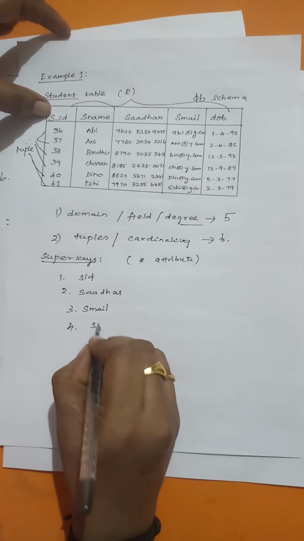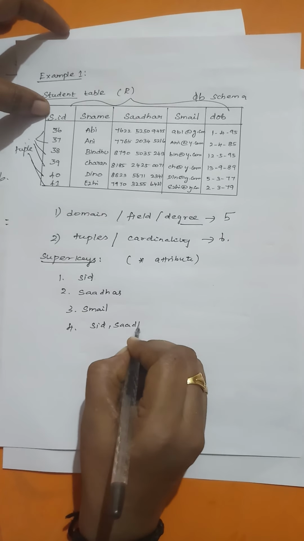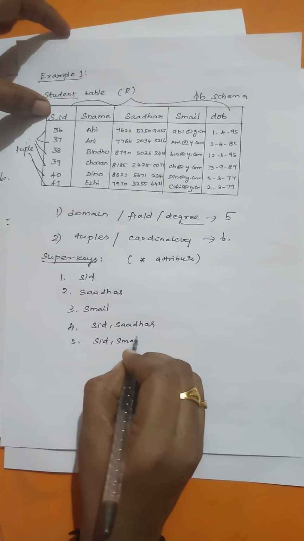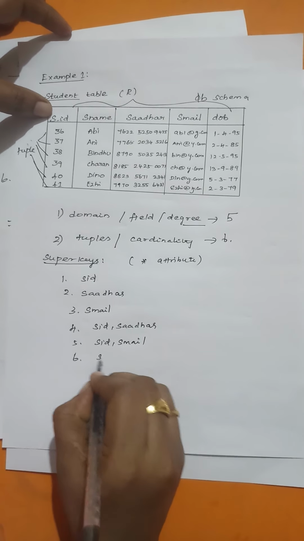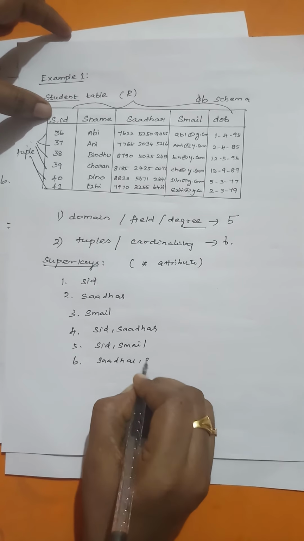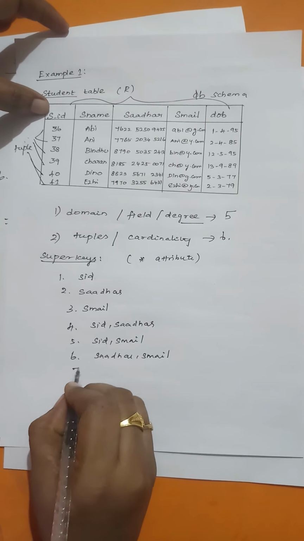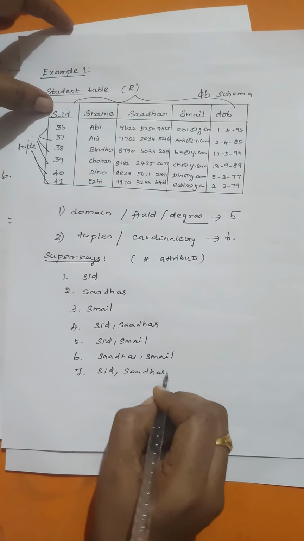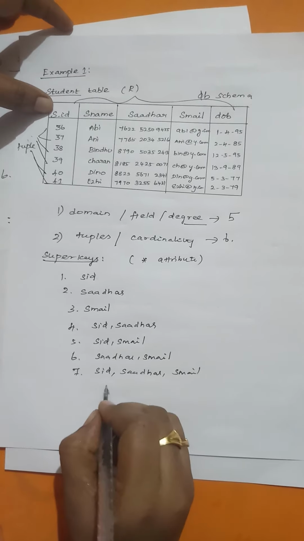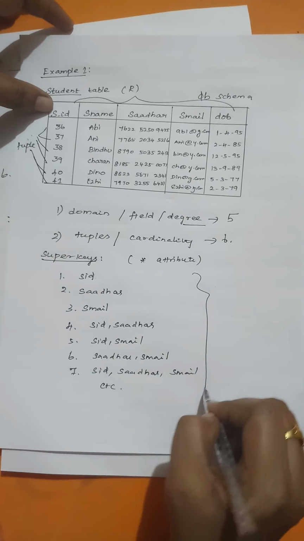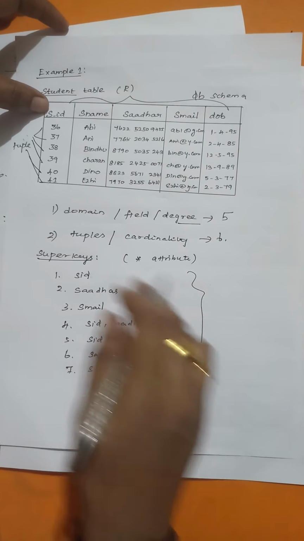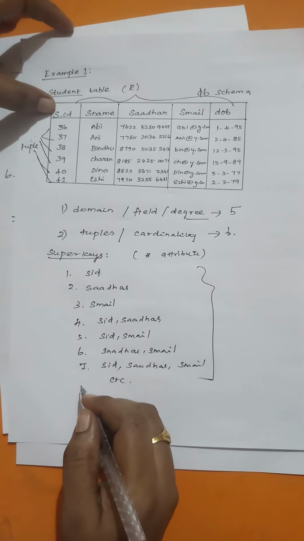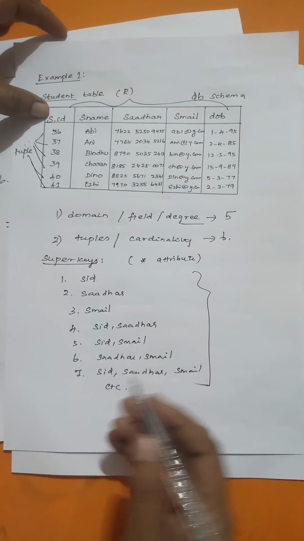Next I want to form student ID and S author, and SID and S email, it's another key, and S author and S email, it's another key, and the combination of 3 things, SID, S author and student mail, etc. Likewise we have to form. So these possible keys are called super keys. That is a superset of keys, those keys identifying the remaining row.